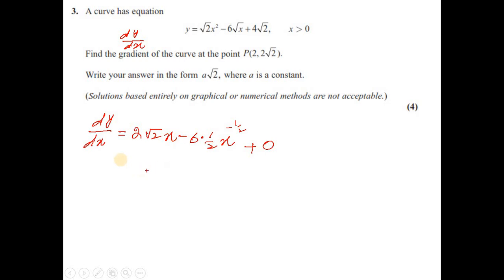Now if you simplify this equation, it will give you 2 root 2 x, and the 2 and 6 cancel, then minus 3 by root x.